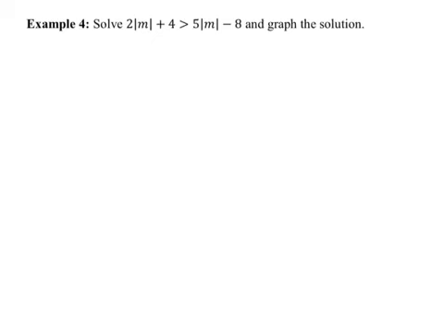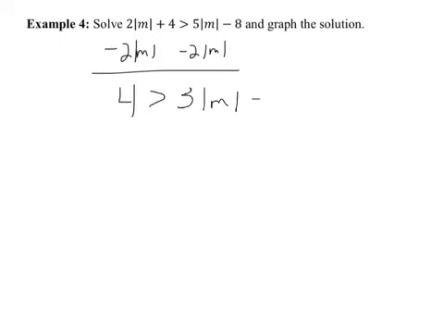Example 4 says solve 2 times the absolute value of m plus 4 greater than 5 times absolute value of m minus 8. And the reason I'm doing this problem is to remember that absolute value of m can be treated like any other variable as long as you have like terms. So start by subtracting 2 absolute value of m from both sides, yielding 4 greater than 3 absolute value of m minus 8. Add the 8 over to both sides, you're going to get 12 greater than 3 absolute value of m.